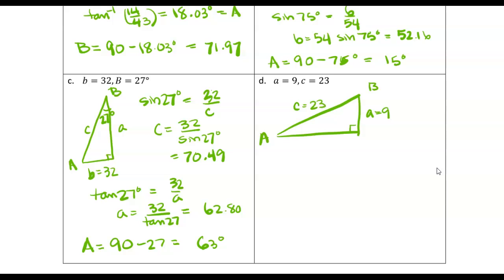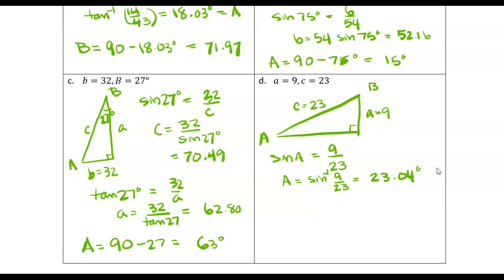All right, so where do we want to start? Well, let's start out by finding angle A. So it doesn't really matter. There's a number of different ways we could approach this, but I know that the sine of A is 9 over 23, opposite over hypotenuse. So I can find angle A is the inverse sine of 9 over 23, which is 23.04 degrees.